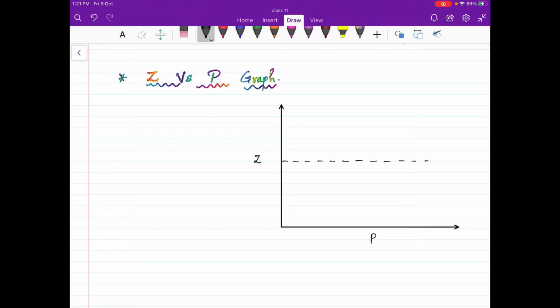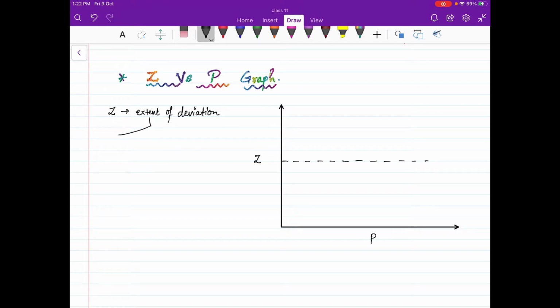Hello students, once again welcome back to the chapter called States of Matter. Now in the previous video lecture we talked about a very interesting thing, and that was nothing but Z, the compressibility factor, which gives you the extent of deviation of the gas from its ideal behavior.